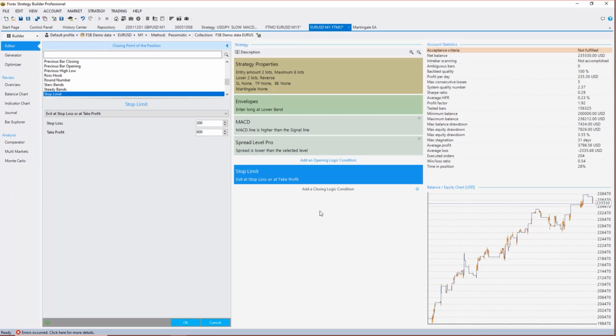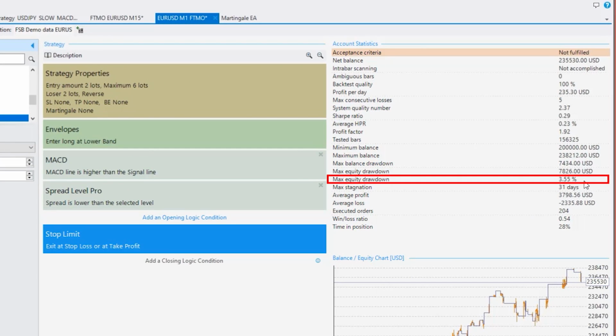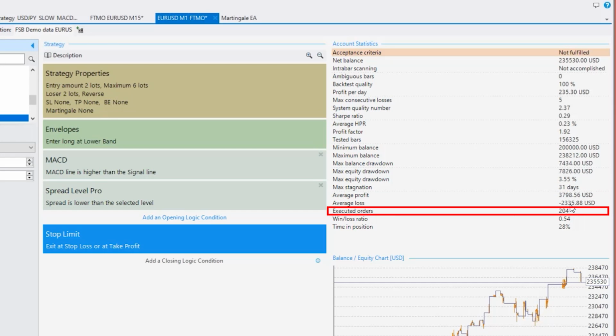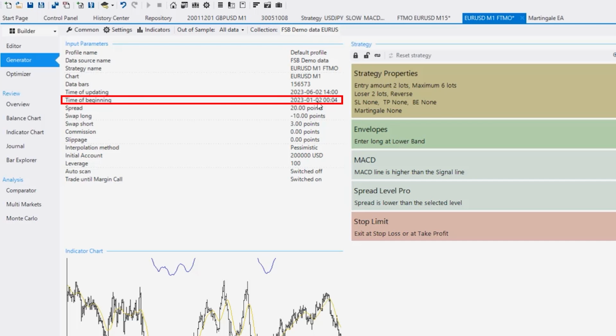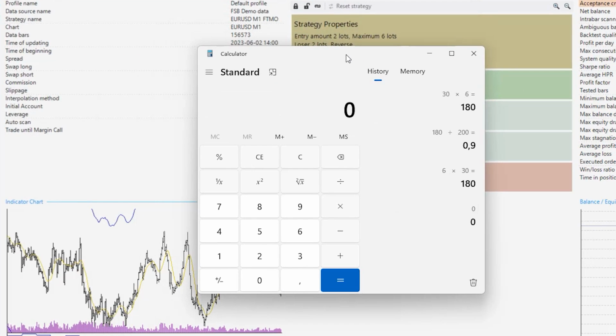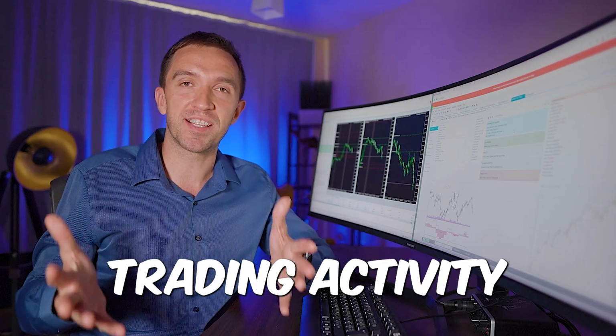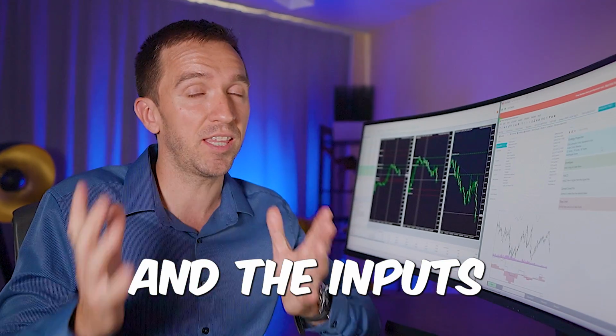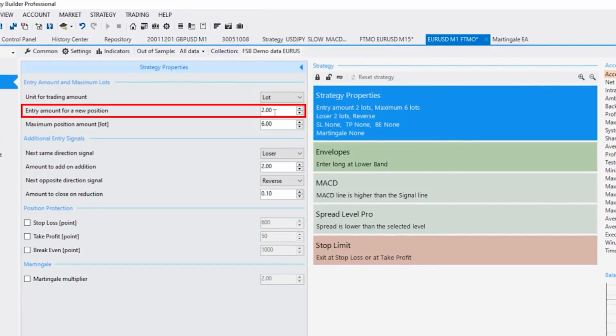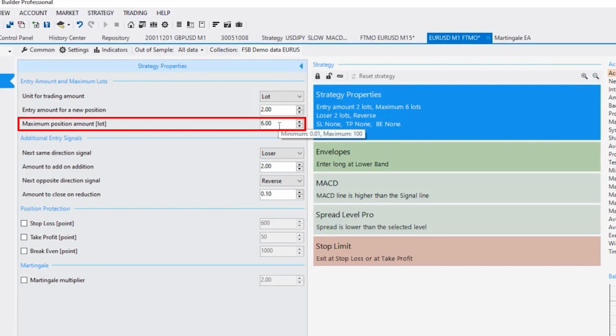But if I show some more of the statistics, you would see that the maximum equity drawdown is 3.55%. The expert advisor executed over 200 trades for the last 6 months, or since the beginning of the year, which means that on average I would have about 34 trades per month, which is enough trading activity for 1 month. And the inputs I will export are with entry amount 2 and maximum position amount 6.